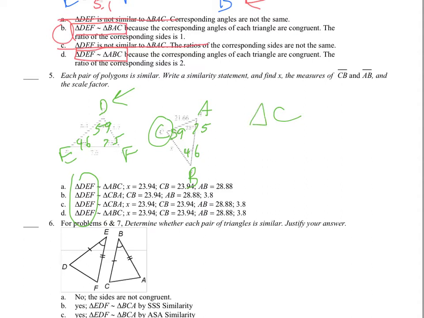What angle corresponds to E? That's 46. B is the 46 degree angle, and that would leave us with A, so it would have to be CBA. Then they want us to solve for X. We would have to do a ratio.